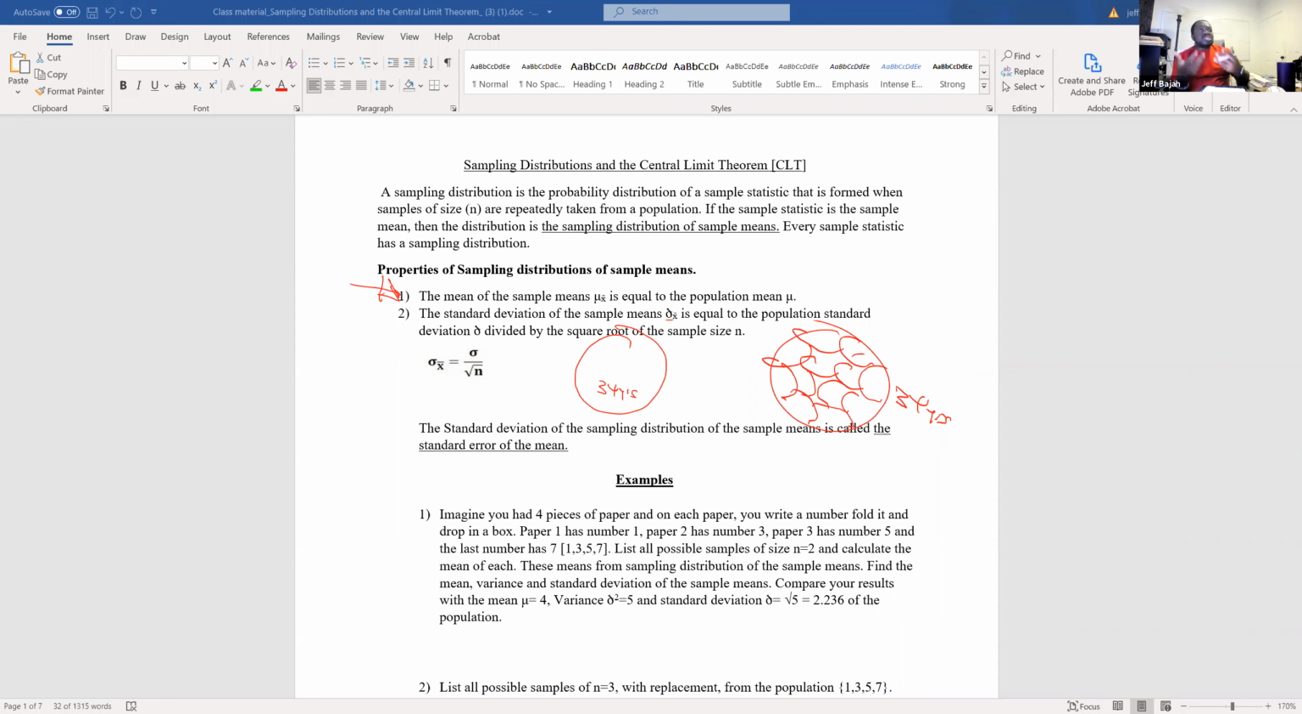So we're going to check this out to see if it's true with a small experiment. The second property says that the standard deviation of your sample means is actually equal to the standard deviation of your population divided by the square root of n.